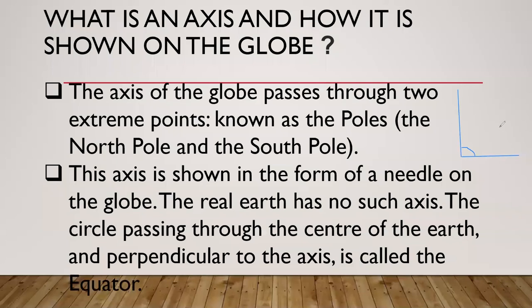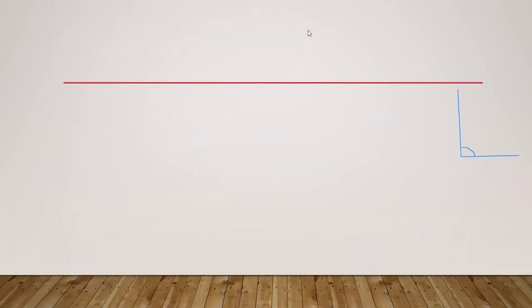So this is the whole story: perpendicular to the axis means the axis is vertical, a bit tilted. It is not like the North Pole is right above, it's slightly tilted. You have seen it in the picture also, and the line perpendicular to it is called the equator. Okay, done. Let me clear it. I hope it was clear.